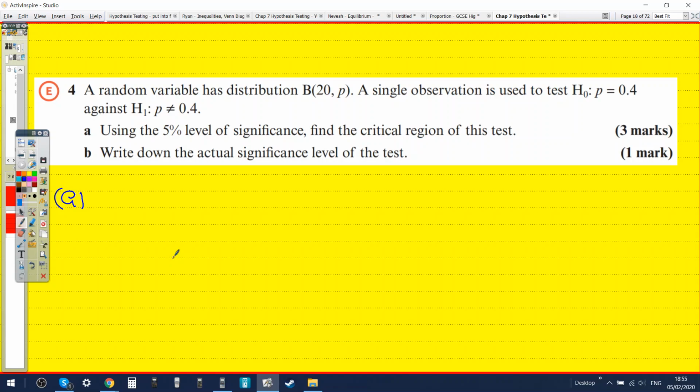Do you remember what you have to do if it's not equal to? No. You cut the 5% in half. So it is 2.5% for the lower one and 2.5% for the upper one. For the lower one, you try to find near 2.5%, and for the upper one, 97.5. Yep. Okay.